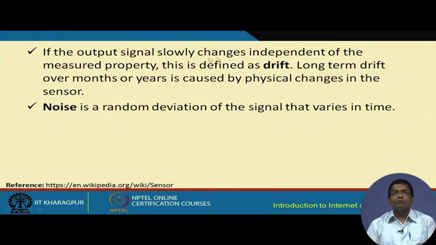If the output signal slowly changes independent of the measured property, this is known as drift. It might so happen that a particular sensor at one point will give a certain value, and then if you use the same sensor for measuring the same condition, due to the drift you might get a different sensed value. So, it induces some drift if you keep it over time. The other type of error is the noise, which is basically due to different external factors, and it is the random deviation of the signal with time.